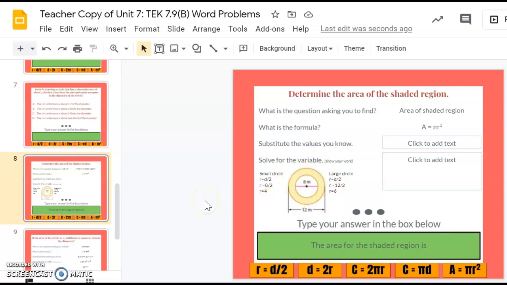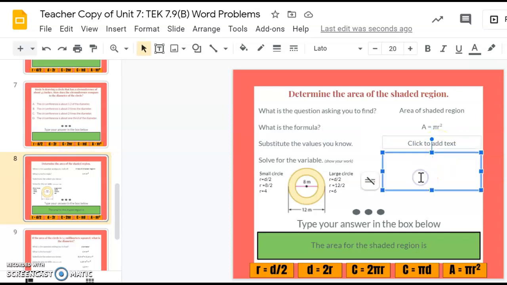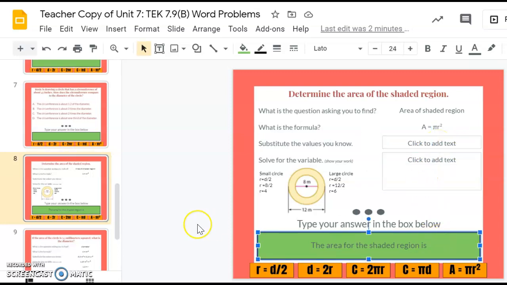This is as far as I'm going to take you with this question because I know that you can do it. Make sure that you show your work. So what you can do is substitute the values you know. I would probably just put the area of your small circle minus the area of your large circle. Show your work here, and then go ahead and type in your answer there. I should have put 2 columns. Sorry, I didn't do that.